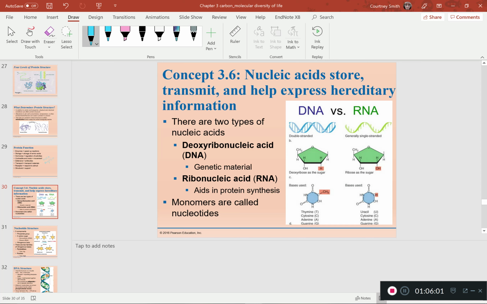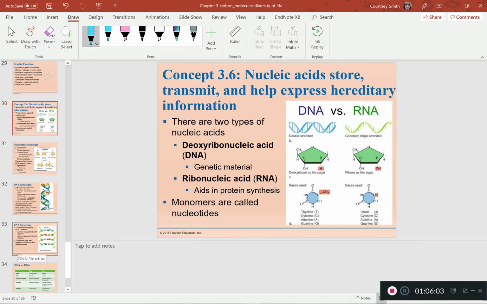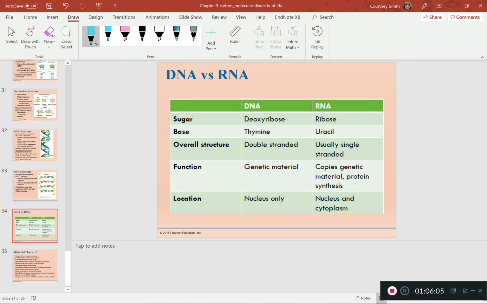As well as the overall function for these guys. So let me go to that final table. The overall function for DNA is to create and store genomic information, and RNA is specifically the one that copies it, and from that you can get protein synthesis. We'll talk more about DNA and RNA later on in transcription and translation.